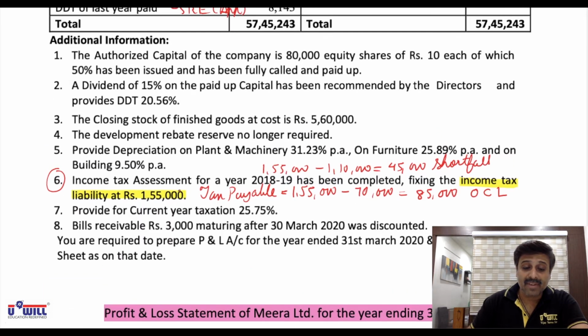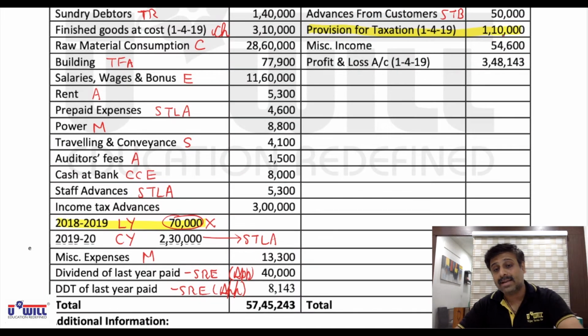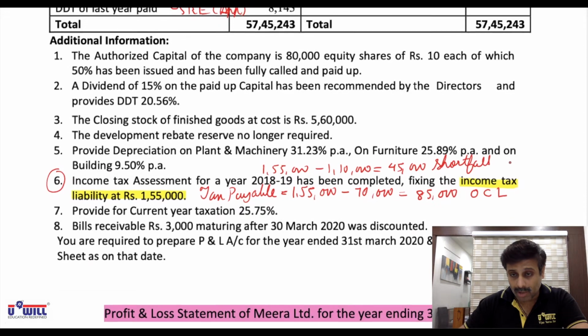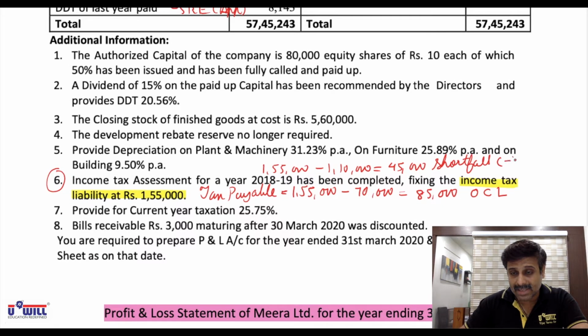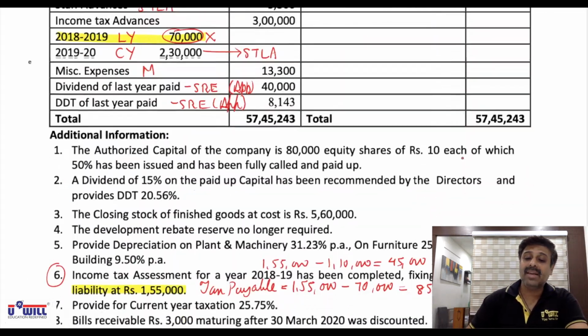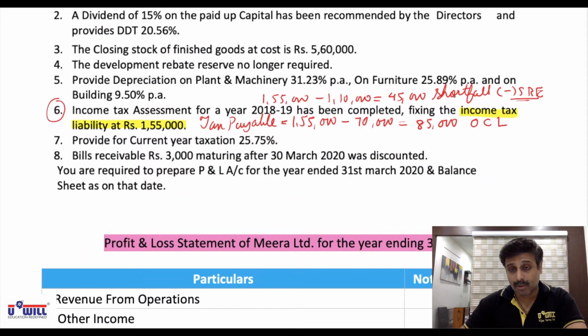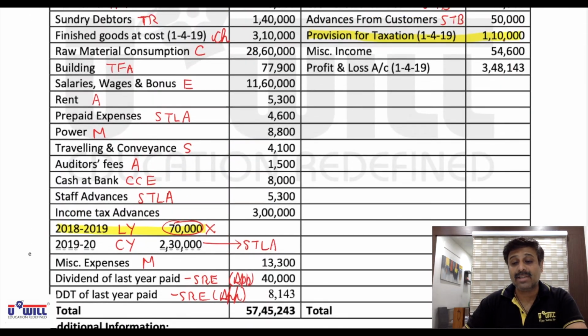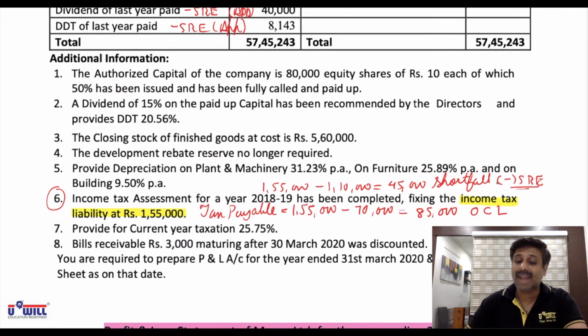Instead of that, if it was 55,000 and we created 1,10,000, then that would have been a surplus of 55,000. Here it is a shortfall. The shortfall we will minus in the statement of retained earnings, and we will provide that shortfall from current year's profits. Therefore, in the statement of retained earnings, we will minus this shortfall of 45,000. Had it been 55,000, then in the statement of retained earnings, you would have added.